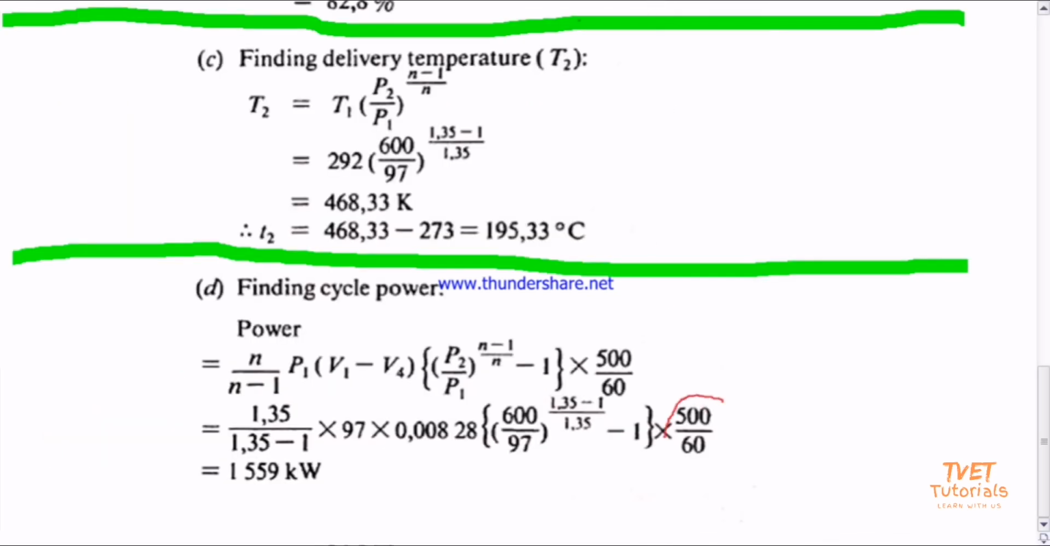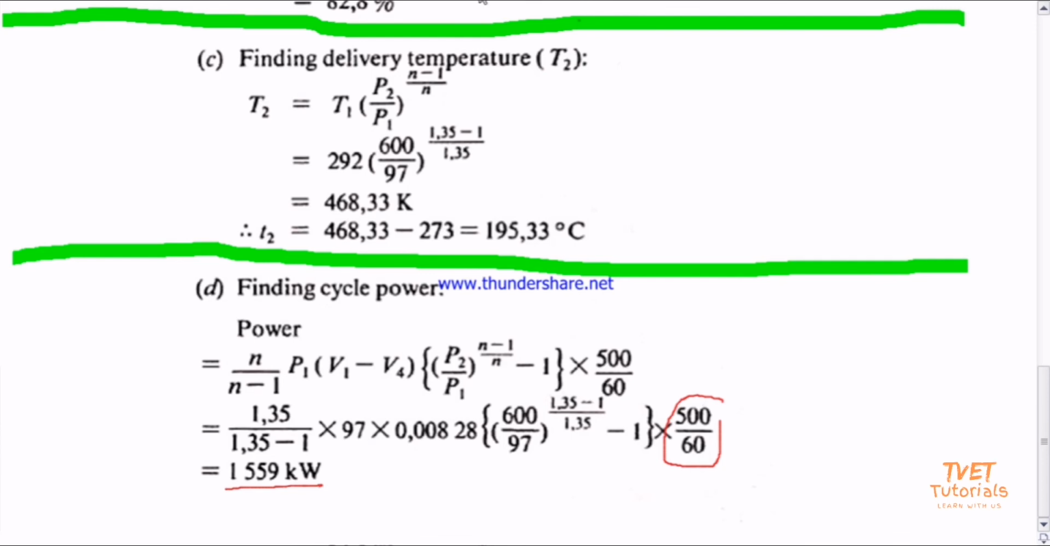If you check here, they multiplied by the revolutions per minute, which was 500 per minute, and we know that a minute has got 60 seconds. So you would say the actual power times the rev per minute, then this will give you the entire cycle power, which is 1559 kilowatts. So this is how you solve a single stage air compressor related problem.